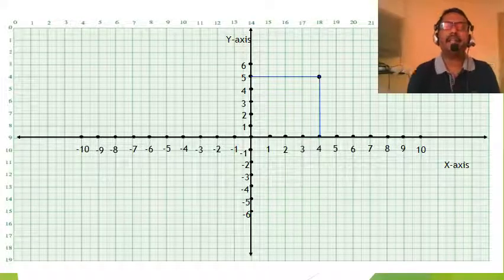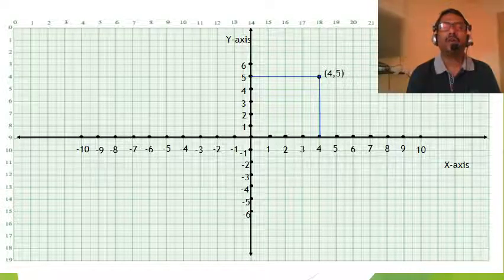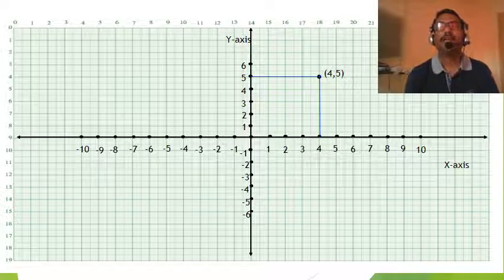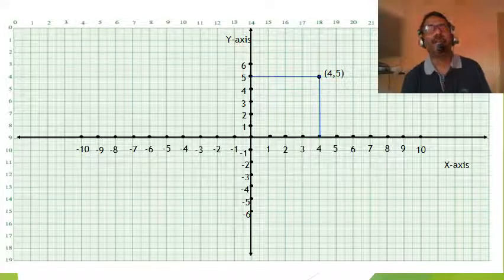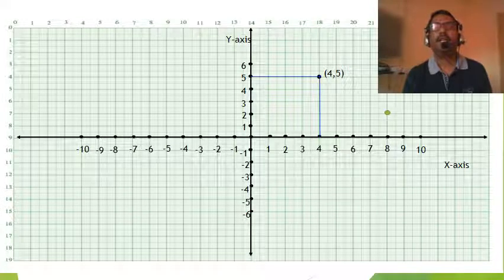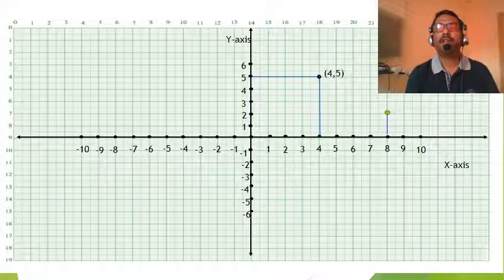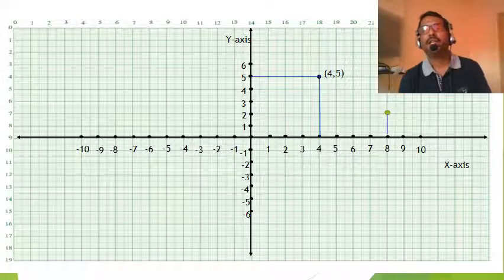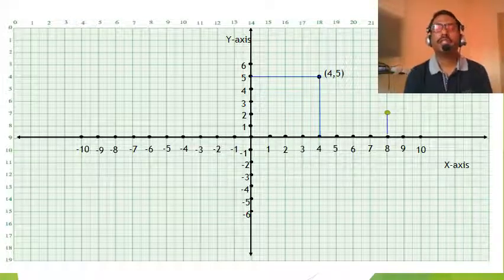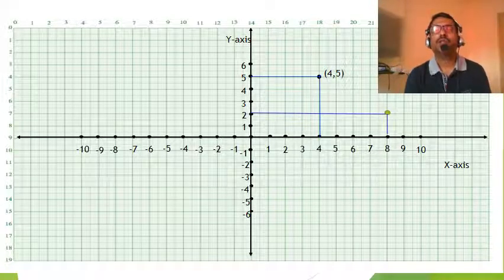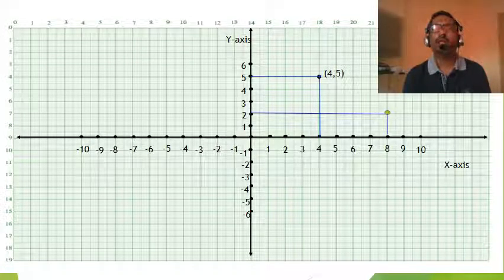So we can write this coordinate as x coordinate first and afterwards y coordinate. So the coordinate of this point will be 4, 5. Similarly, we take the second point. Perpendicular on the x-axis lies at 8, so the x coordinate is 8. Perpendicular on the y-axis lies at 2, so the y coordinate is 2. So the coordinates of this point will be 8 and 2.